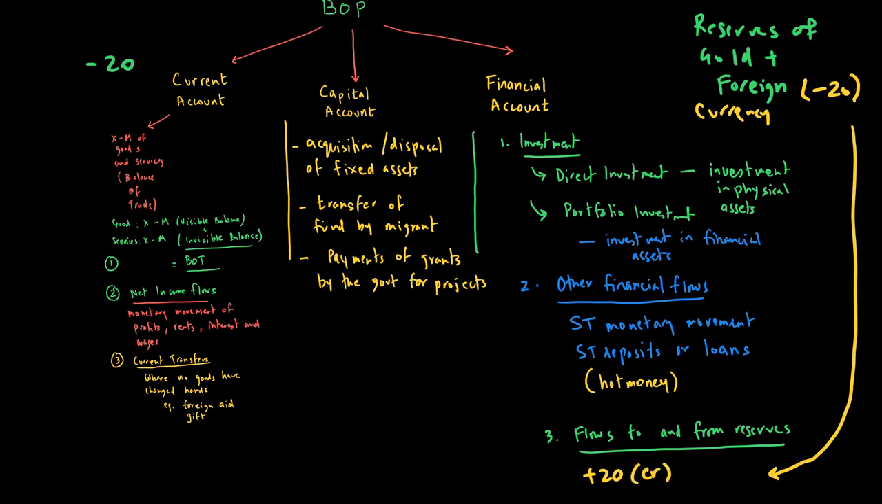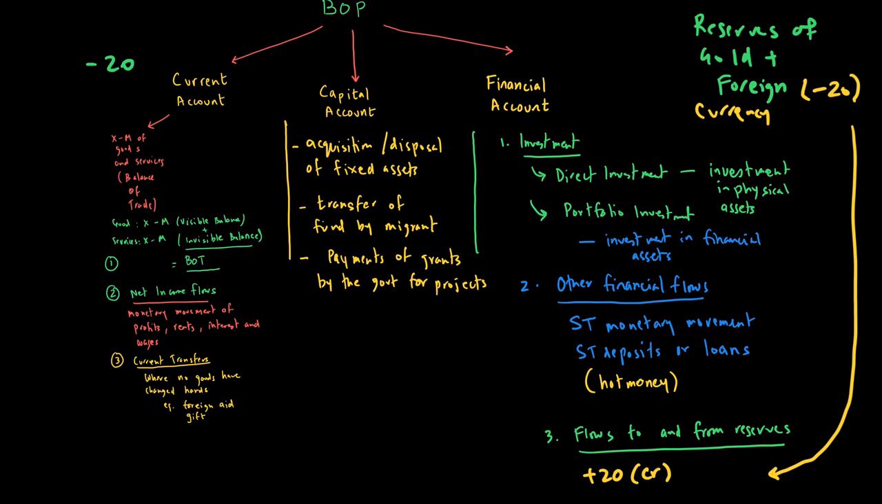So this way, I'm able to finance the deficit elsewhere. So drawing on reserves will represent a credit item in the balance of payment. Well, because when the money is drawn from reserve, it represents an inflow in the reserve account. So this way, we're able to balance a deficit elsewhere in the balance of payment.